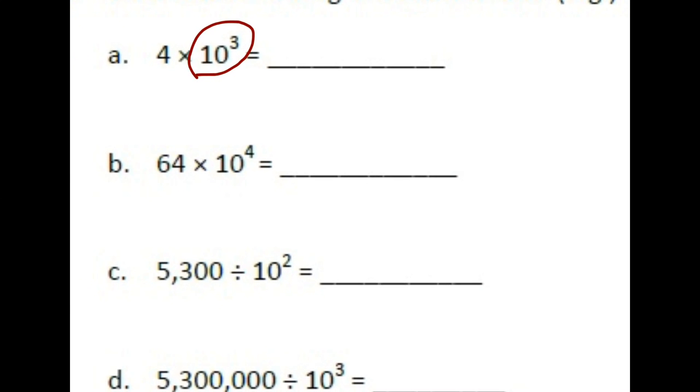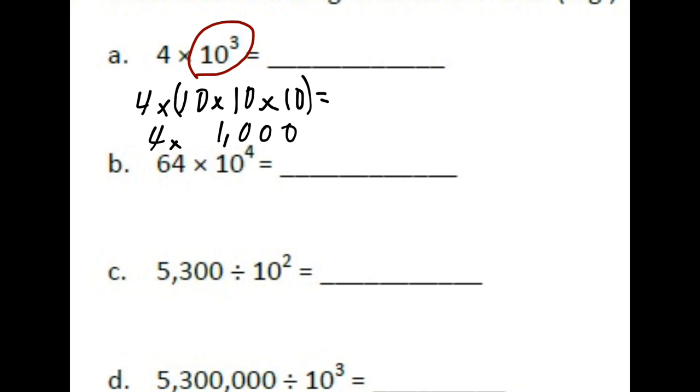Let's zoom in on that a little bit. So 10 to the third power, that means 10 times 10 times 10, right? And don't forget that we're multiplying all of that times 4. There are different ways you could solve this. I think the way that makes the most sense to me is to think about the meaning of 10 to the third power first. To symbolize that, I'm going to put those times 10s in parentheses, and I'm going to solve them first. 10 times 10 is 100. 100 times 10 is 1,000. So I have 4 times 1,000, which is 4,000.